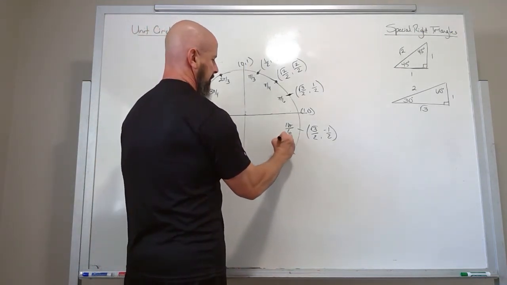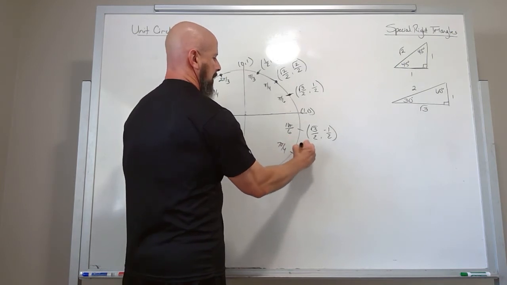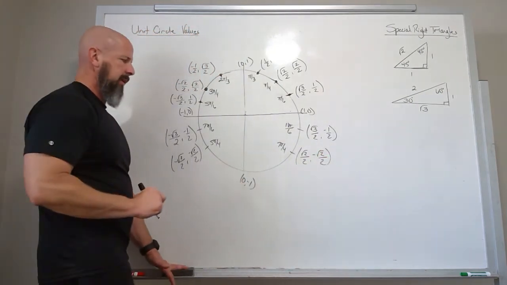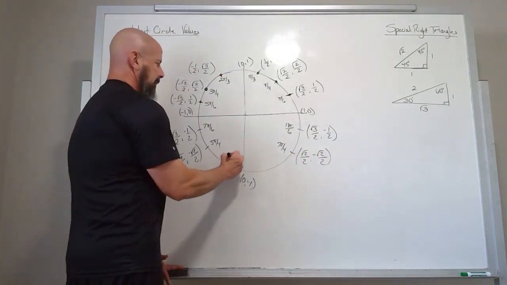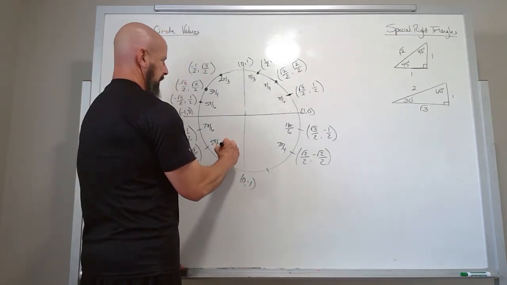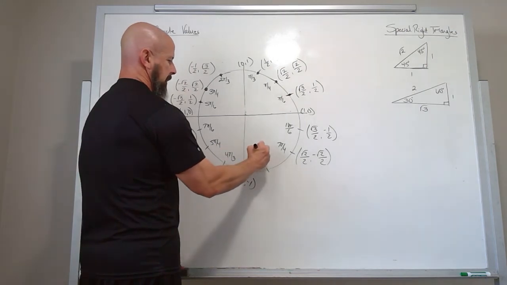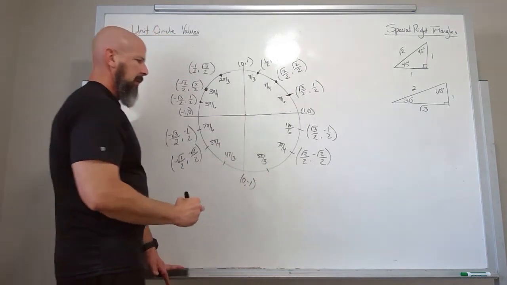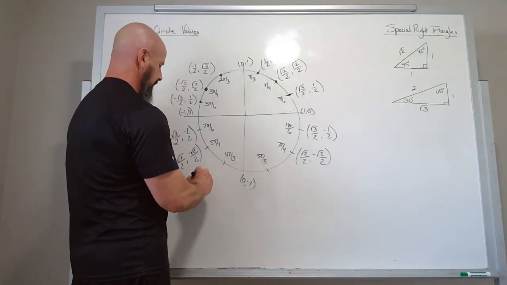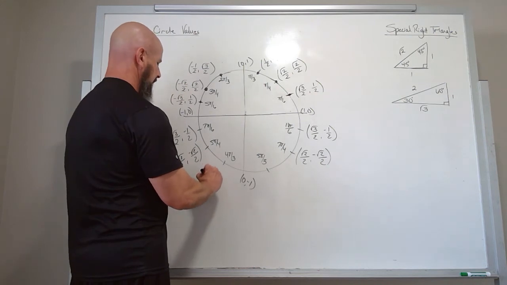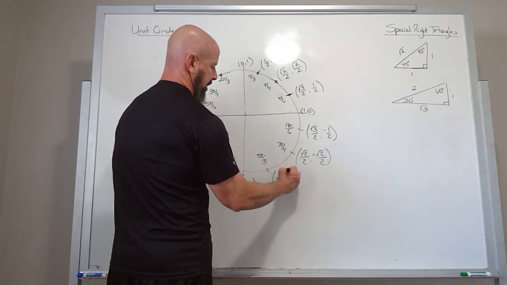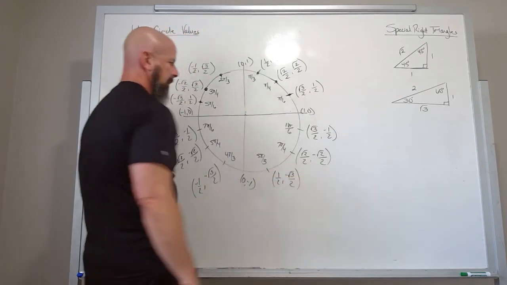Here would be 7 pi fourths, root 2 over 2, negative root 2 over 2, so just the y is negative. And we'd have our thirds, so we're looking at 4 pi thirds and 5 pi thirds. Still that same reference angle. So we would have both negative here, negative 1/2, negative root 3 over 2. And on 5 pi thirds, positive 1/2, negative root 3 over 2, that y value negative.